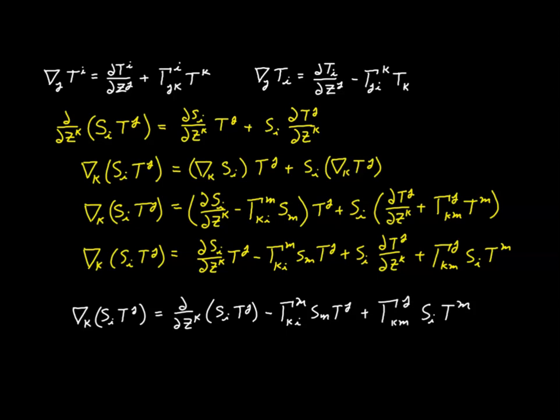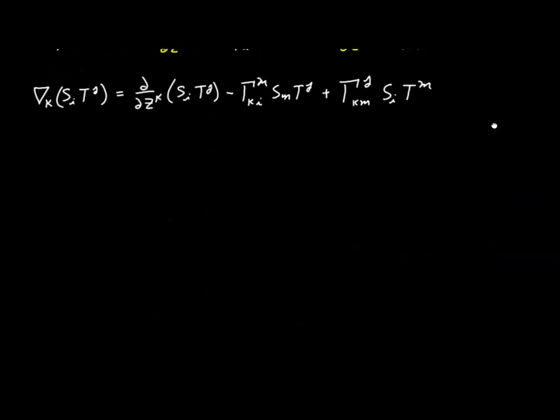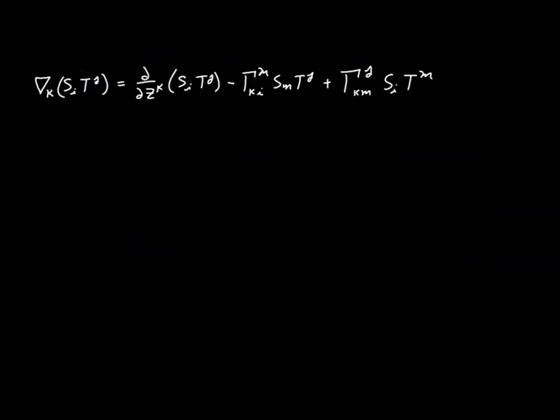Now I'm going to do another example in just a minute, but before I do, I want to do something else. What I want to do is to see what happens if our tensor product is actually a contraction. That is, instead of S_i T_j, it's S_i T_i. So let's take the covariant derivative of this with the same pattern that we used just above here.